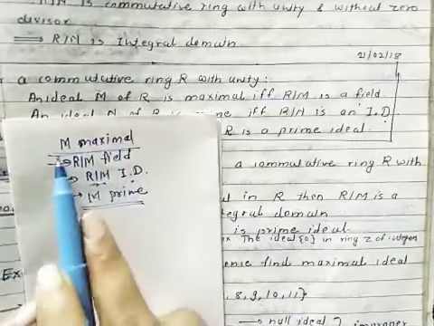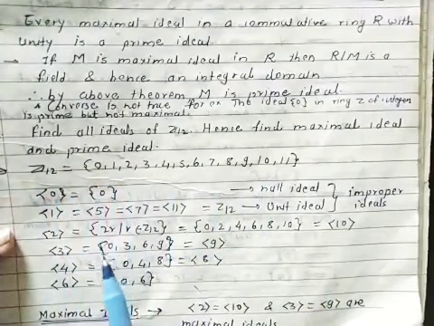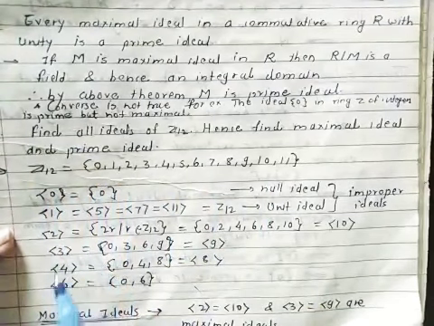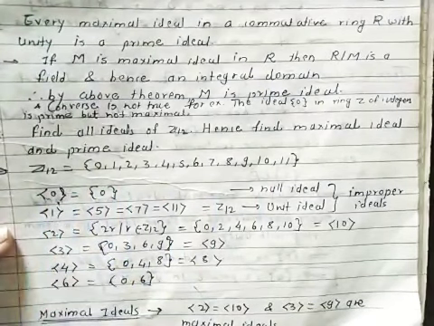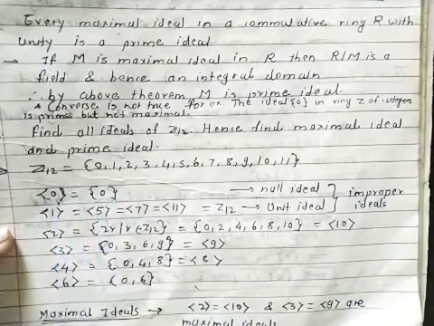Now let us solve some examples. Find all ideals of Z12, hence find maximal ideals and prime ideals. First of all, which are the elements of Z12? 0, 1 up to 11. So let us first find the ideals. First, the ideal generated by 0 will be 0. Before solving this example, let us first see the definition of principal ideal, and then we will solve this example.